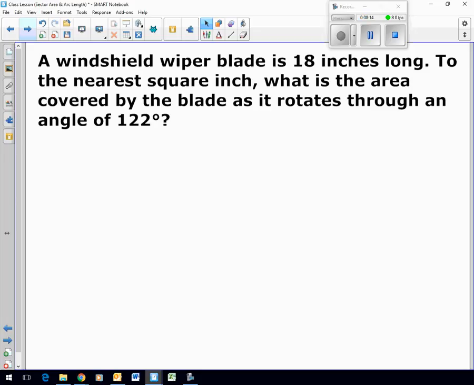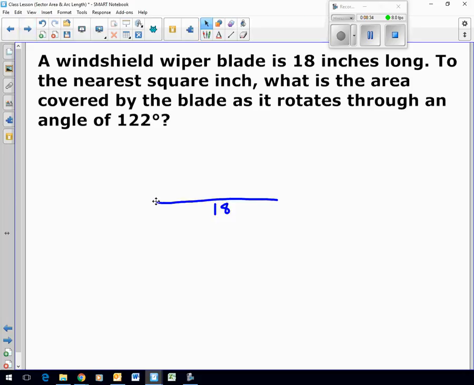Then you get a word problem like this. What's the key to word problems again? Draw a picture. It says that a wiper blade is 18 inches long. How long is the wiper blade? 18 inches. So I probably need to draw something that's about 18 inches.